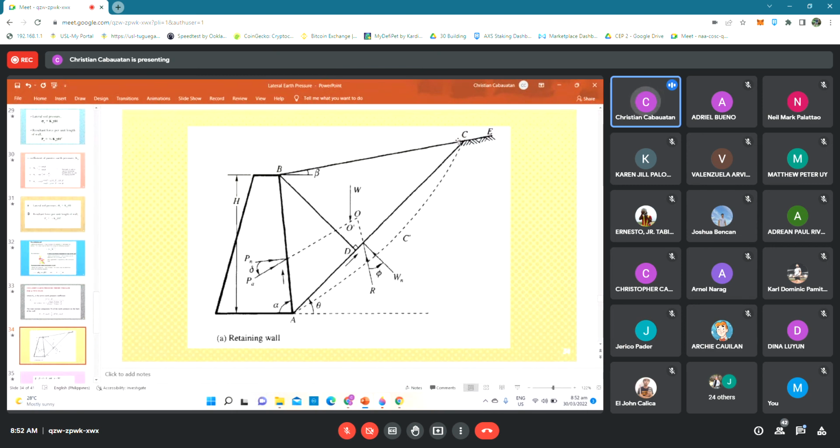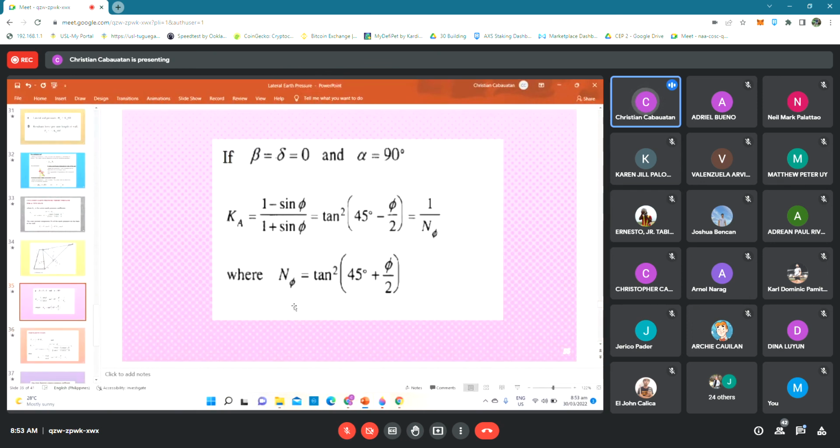Okay, there is now a beta at the top. The effect or the change of your soil because of the effect of your retaining wall with respect to your soil. Okay, and then there is a value of your alpha at the bottom part of your retaining wall. And then if your beta is equal to your omega, or equal to zero, therefore your alpha would be 90 degrees, okay? Or it is vertical.